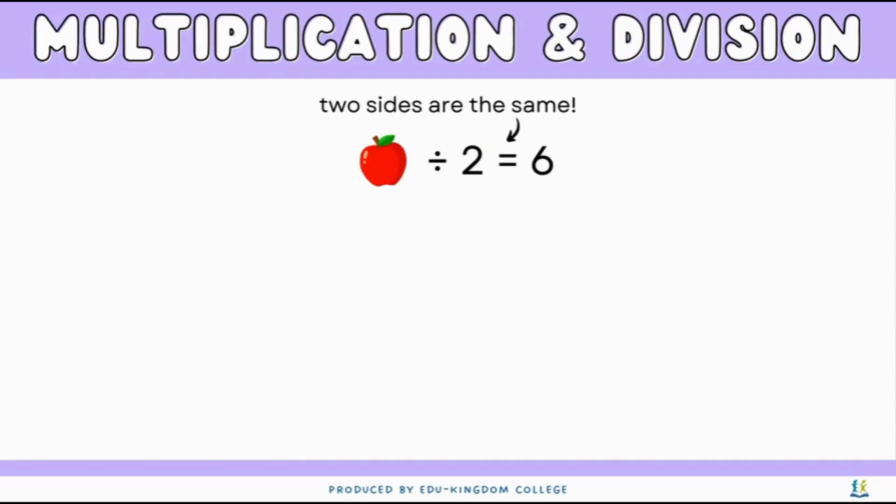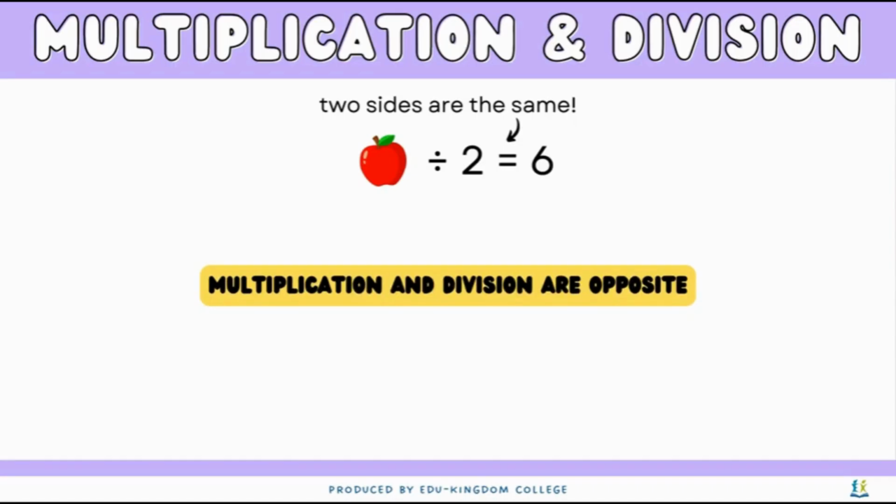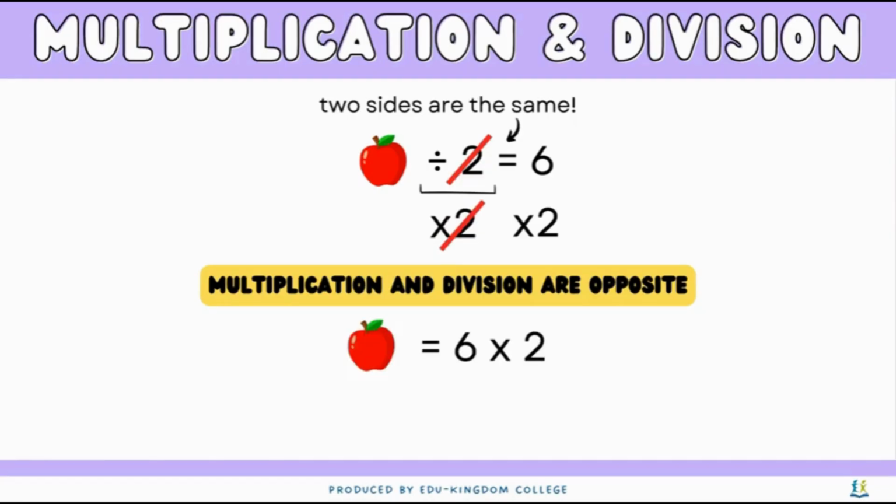Same for division. If an apple divided by 2 equals 6, since multiplication and division are the opposite, I can just times each side by 2. So divided by 2 and times 2 will cross out each other. What I have remaining is the apple equals 6 times 2. Therefore, the apple equals 12.